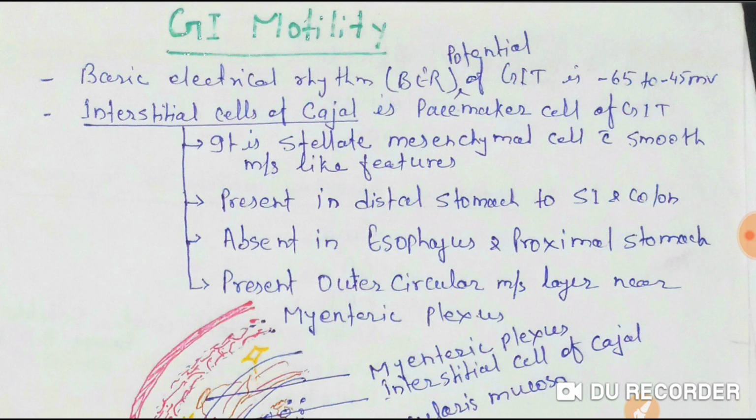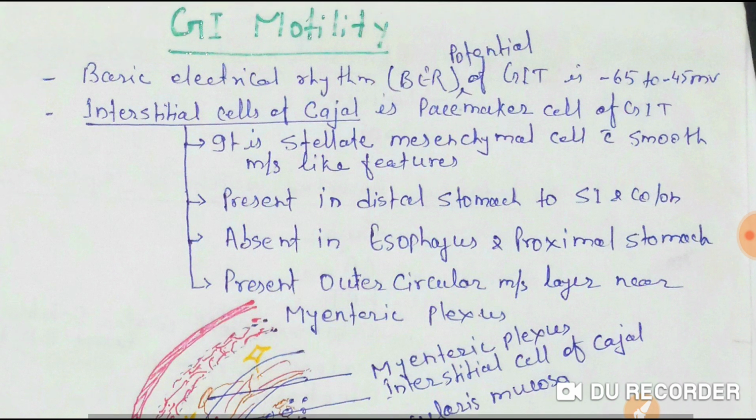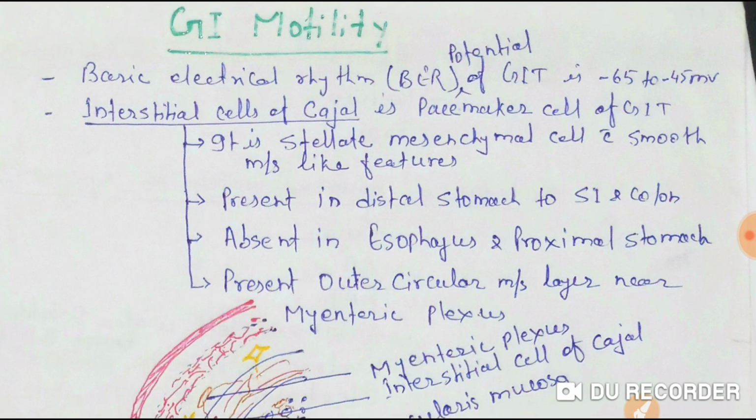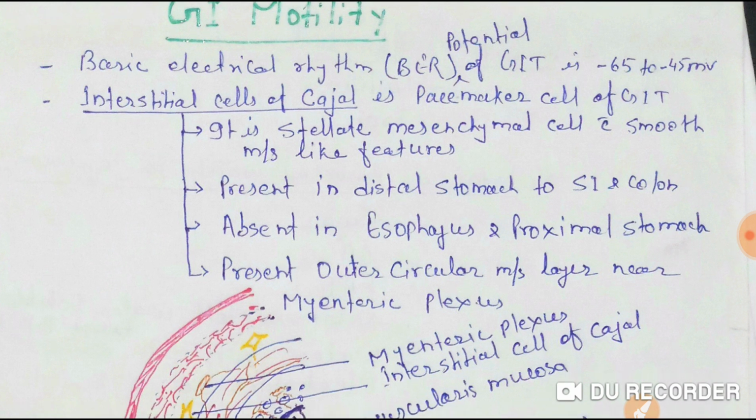GIT motility, the basic electrical rhythm, that means BER. Whenever it is asked what the potential of the GIT is, it is -65 to -45 millivolt. And one thing is important: the ICC, the interstitial cell of Cajal, in the base is the pacemaker cell of the GIT, like in the heart. It is automated, that means the potential develops in it and regulates the peristaltic movement.